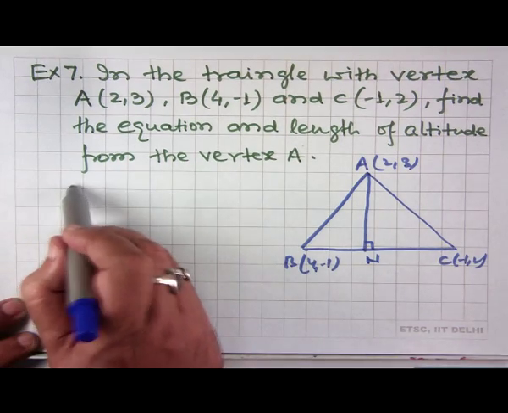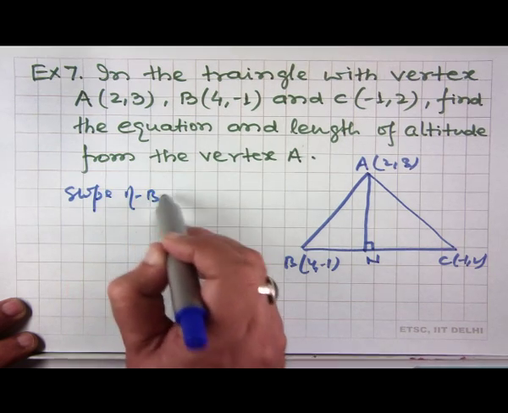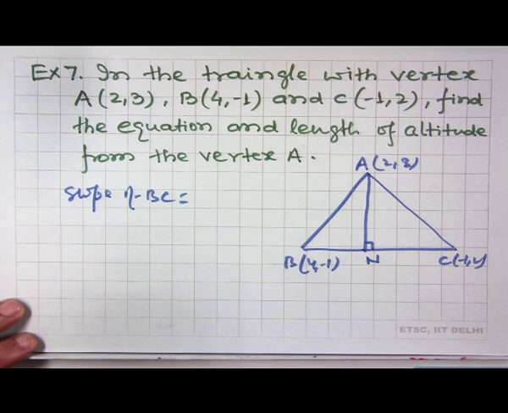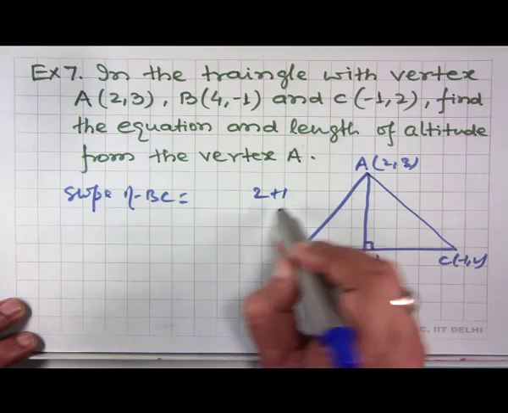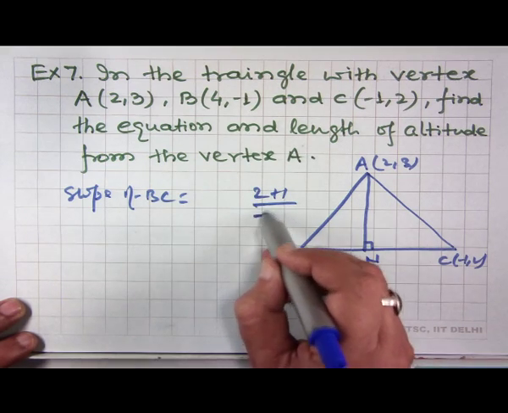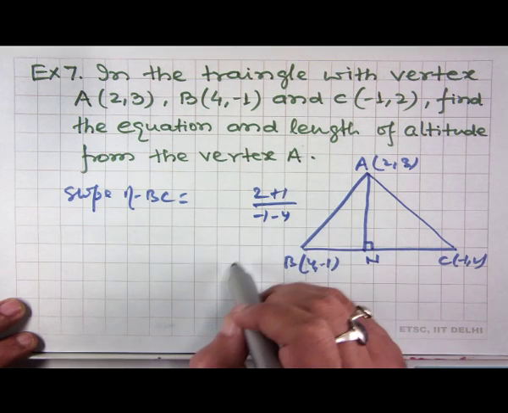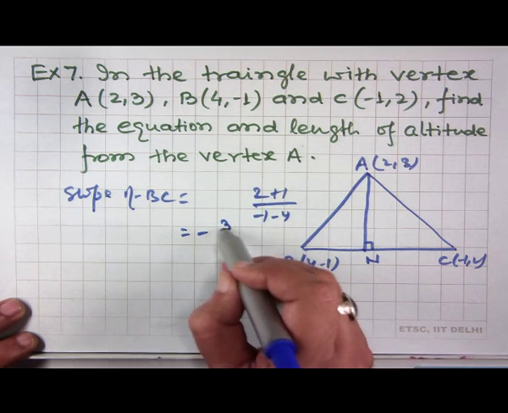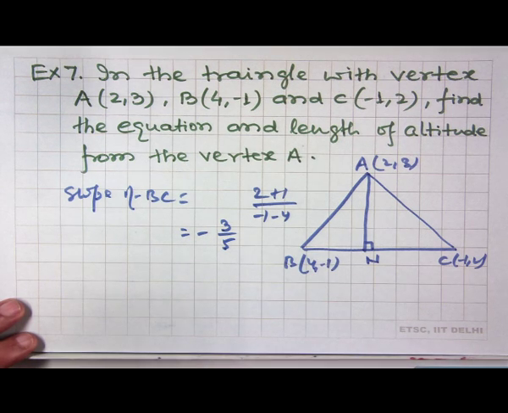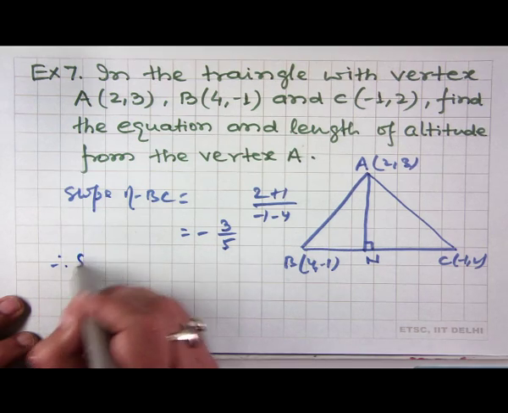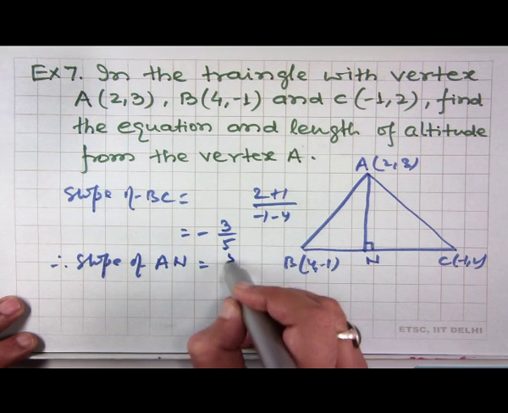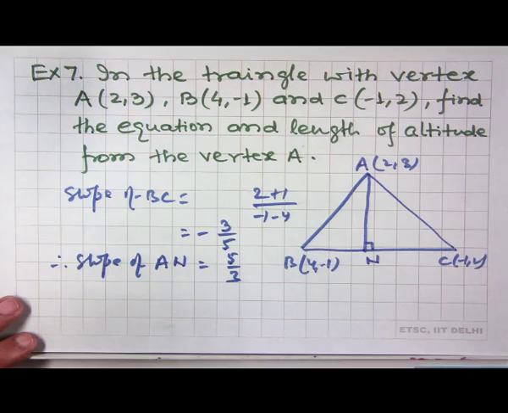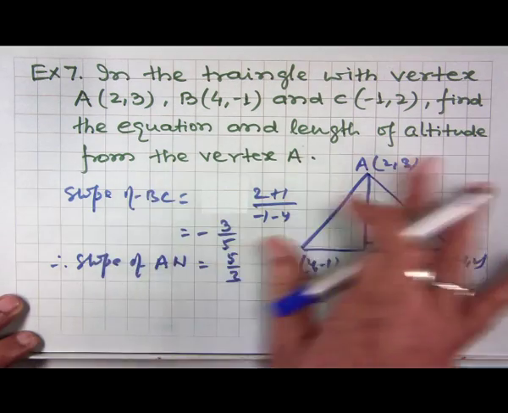So the slope of BC is equal to (2 + 1)/(−1 − 4) which is equal to −3/5. So the slope of AN, since AN is perpendicular to BC, is 5/3. So the question is to find the equation of the altitude.